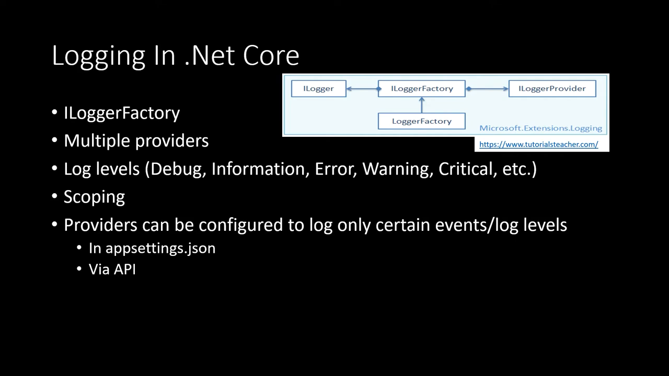We support multiple providers. We have log levels, which are switches that tell us the level of importance of a certain message. So it could be a debug message, information, error, warning, critical. And of course, these are all switches that we can use either later on for mining data, or also as a factor, which we will actually use in our demo, to filter out certain messages.